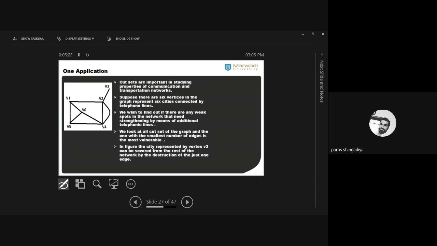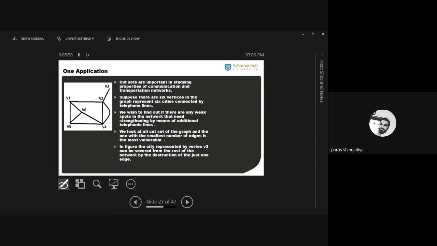Here is one graph, and you have to consider it as a real situation. Consider the 6 vertices as 6 different cities, and the edges as telephone network between these cities. So V1, V2, V3, V4, V5, V6: there are 6 cities located in such a graph, and they are connected by telephone lines. The edge means a telephone line.